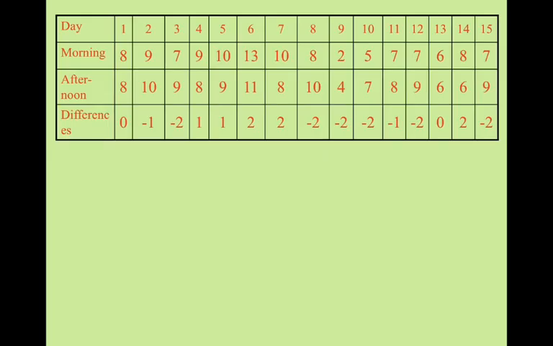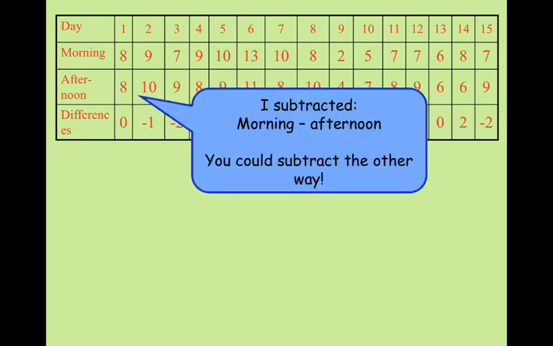So here is our data for each of the 15 days, morning, afternoon, and the difference. Remember, we took each morning calculation and subtracted the afternoon. So on day 2, 9 whales were spotted in the morning, 10 in the afternoon. 9 minus 10 gives us a difference of -1. Remember, we could subtract the other way, but if you did that, your hypotheses are going to be different. So for this example, please do morning minus afternoon.